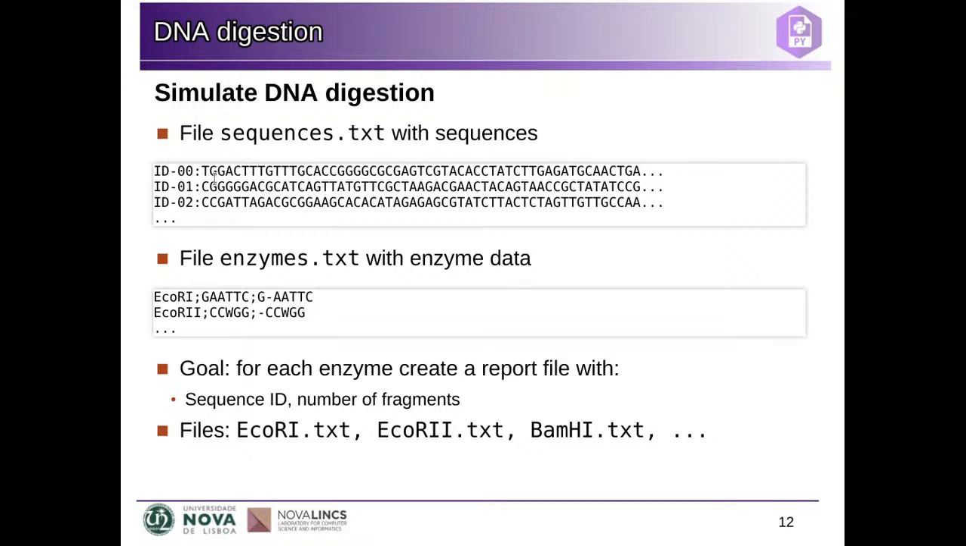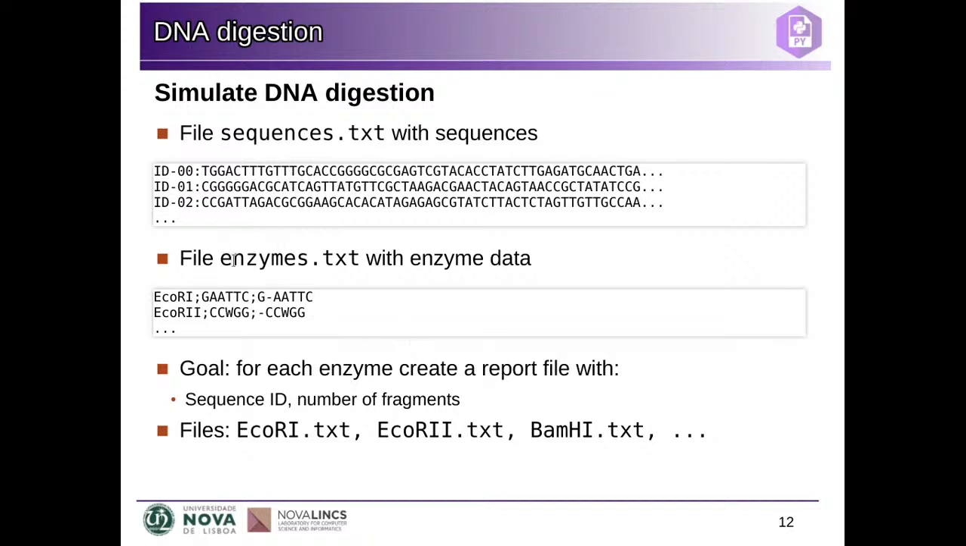We have one file called sequences.txt that has the identifier of each sequence, then a colon, and the DNA sequence for that identifier. A series of characters, a string with the symbols for the nucleotides. And we have several sequences there.